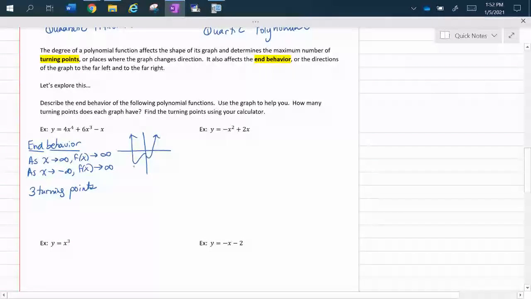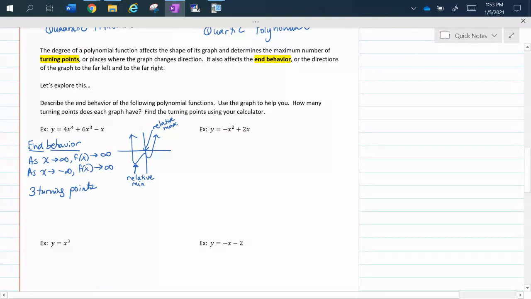Where I saw 3 turning points. So this right here is a place where the graph changes direction. And a place where the graph changes direction is classified as either a relative maximum or a relative minimum. And if the graph changes from decreasing to increasing, then we call it a relative minimum. And if the graph changes from increasing to decreasing, we call it a relative maximum.